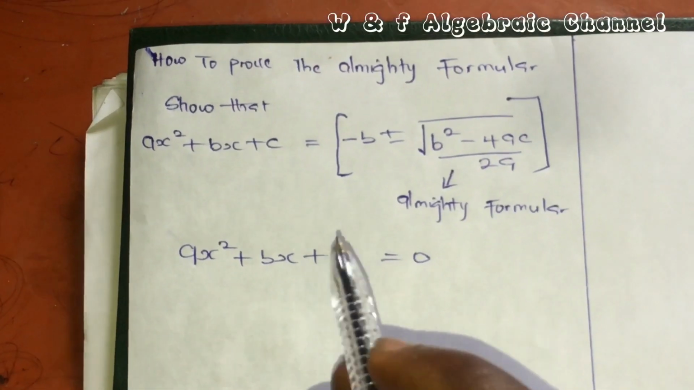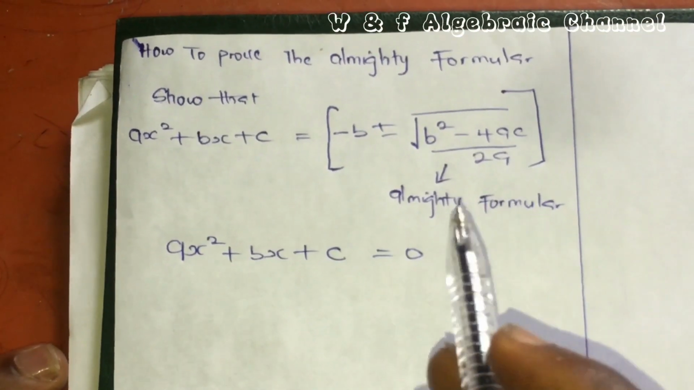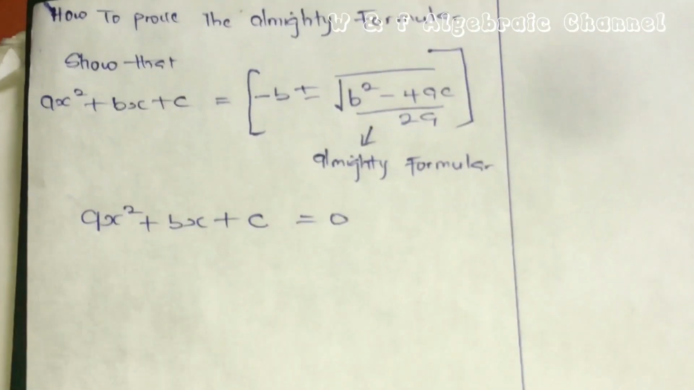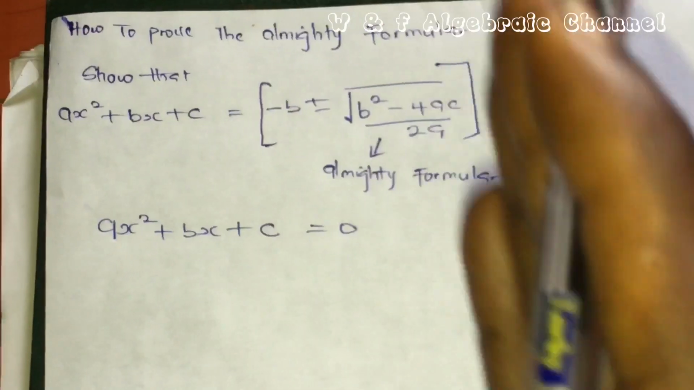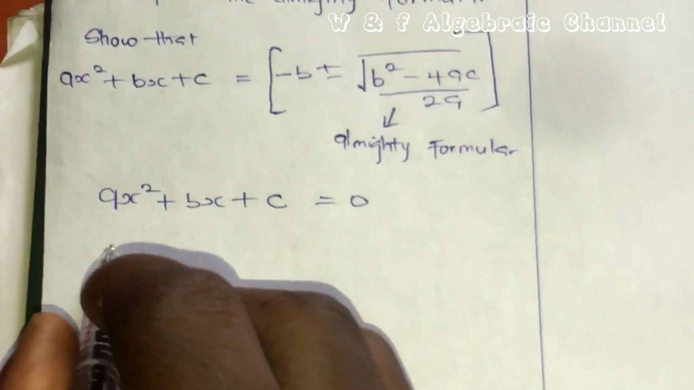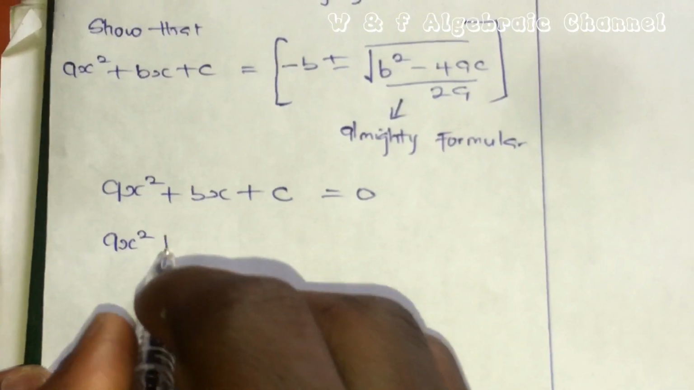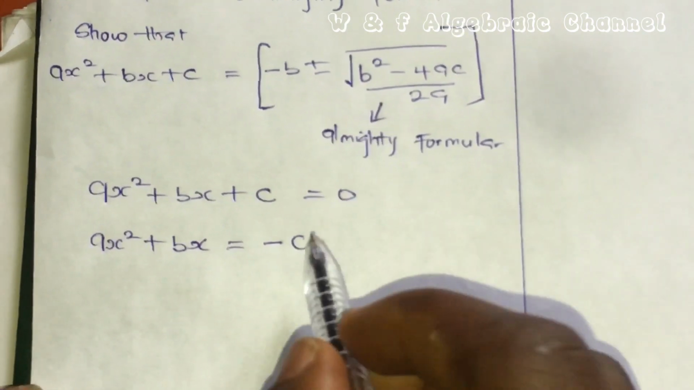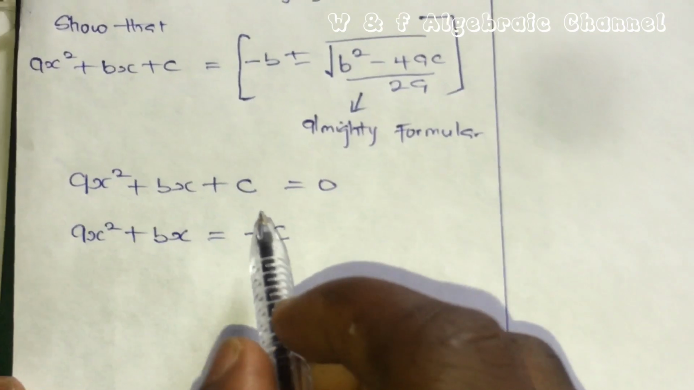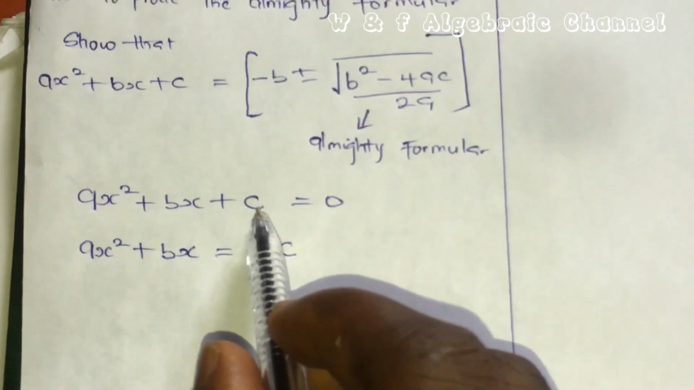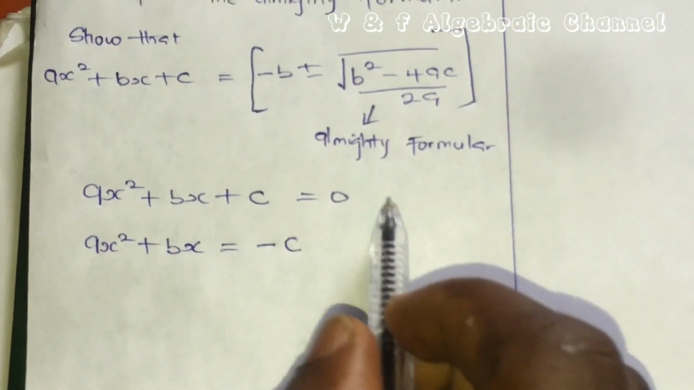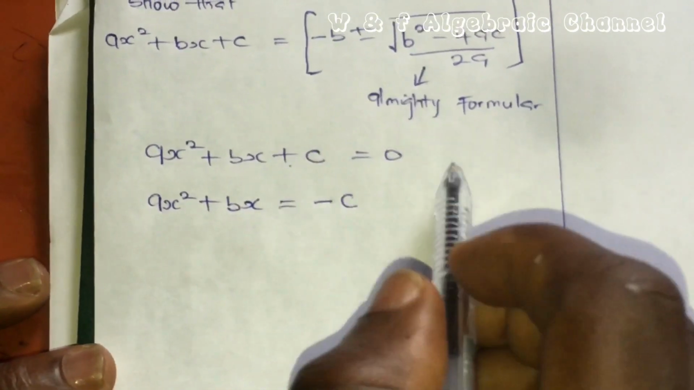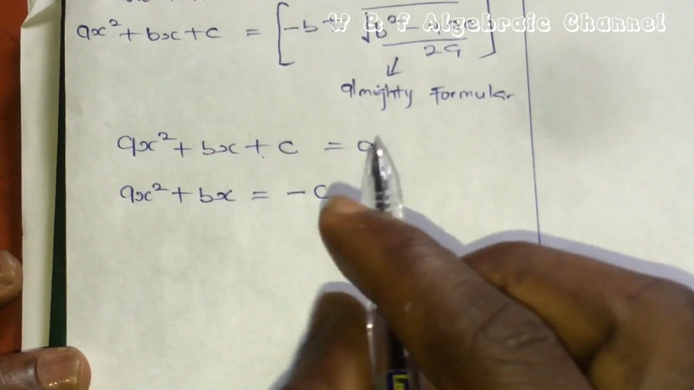Now we are going to take the constant to the other side. That is, the terms associated with x are going to stay on one side, then the c is going to go to the other side, which is ax squared plus bx equals minus c. The reason why this is minus is because when any term crosses the sign of equality, it changes sign. So this positive sign, when it crosses, changes to a negative sign.